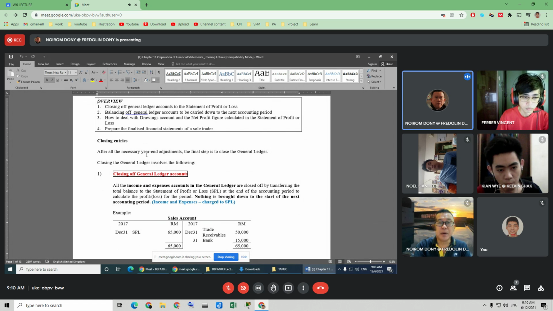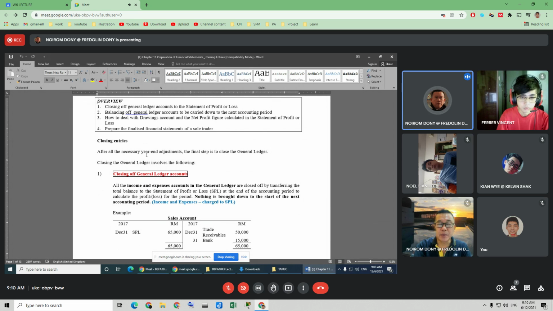Prepayment, remember, if it's expenses, we have to reduce the expenses. Same goes with revenue, we have to reduce. But then the prepayment and prepaid expenses become an asset. But prepaid revenue is the opposite, it becomes a liability. So those you need to remember.